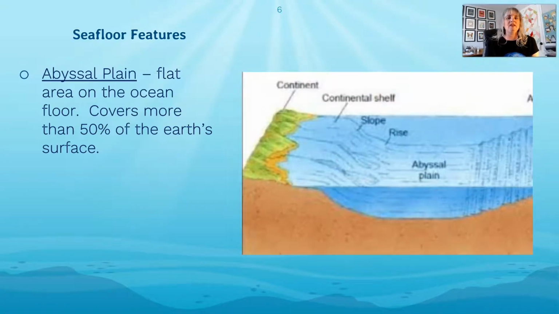Next, the abyssal plain is the flat area of the ocean, and it covers more than 50% of the Earth's surface. So a lot of the ocean floor is this flat area called the abyssal plain, and that's typically, as I said earlier, what we think of when we think of what the ocean floor looks like. A plain, if you think of geography or like the plains of the United States, is a flat area, and so that's the same thing for abyssal plain, the flat area of the ocean.